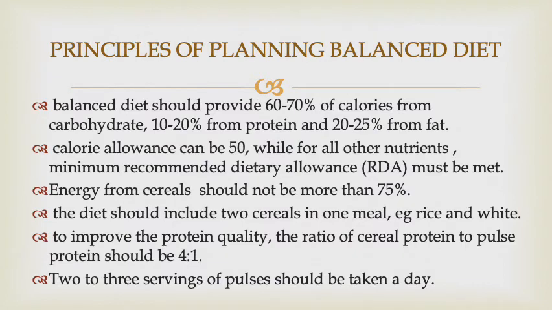Principles of planning a balanced diet. A balanced diet should provide 60 to 70% of calories from carbohydrate, 10 to 20% from protein, and 20 to 25% from fat. The energy from cereals should not be more than 75%. The diet should include 2 cereals in one meal. To improve the protein quality, the ratio of cereal protein to pulse protein should be 4:1. 2 to 3 servings of pulses should be taken a day.